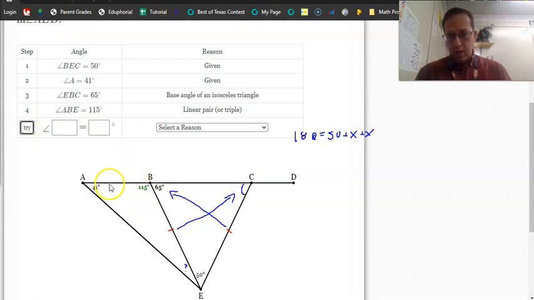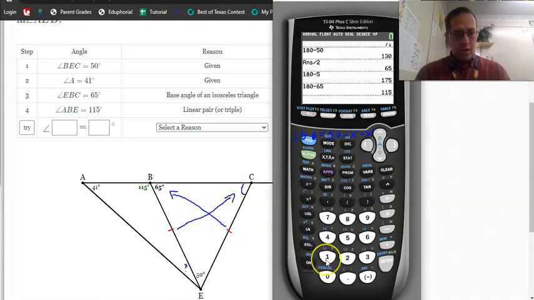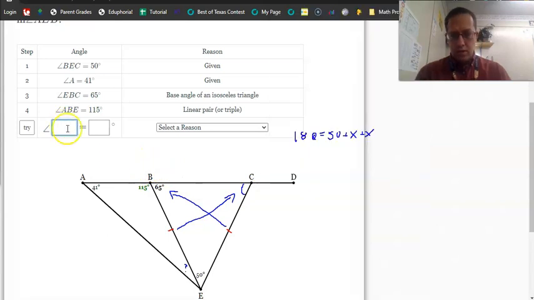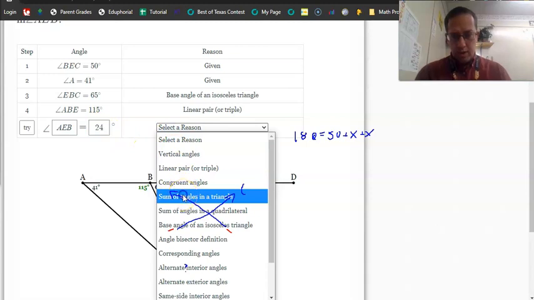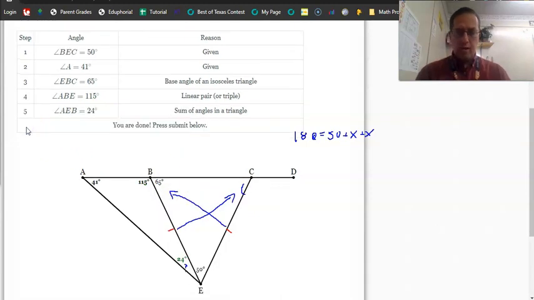Now that I know that, I can find this one here, because these three here add together to give me a triangle, so that's 180. So 180 minus 115 minus, what was that, 41 equals 24. So the measure of angle, what order do they have it? AEB? Okay. AEB is 24 degrees because it's the sum of the angles in a triangle. You're done. Press submit.